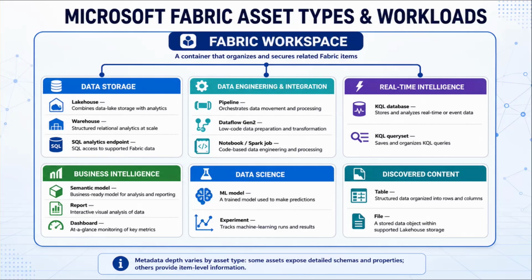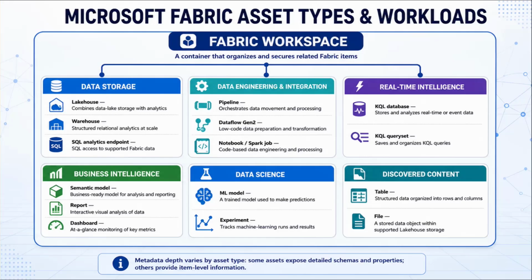Purview can also discover reporting and business intelligence assets. These include semantic models, reports, dashboards, and datamarts. This can help users understand what analytical content is available, where it is located, and which Fabric workspace contains it. Machine learning models and experiments can also be represented in the data map, providing visibility into the supported data science workloads.